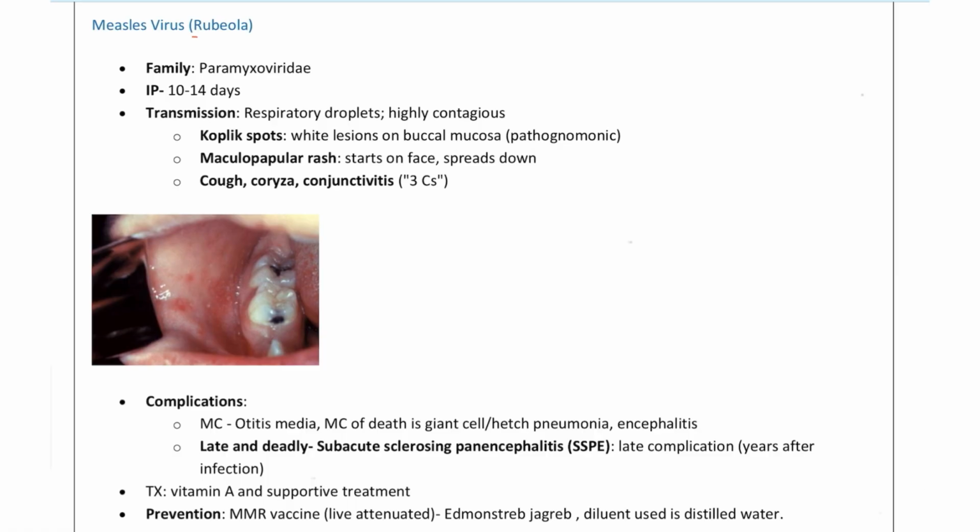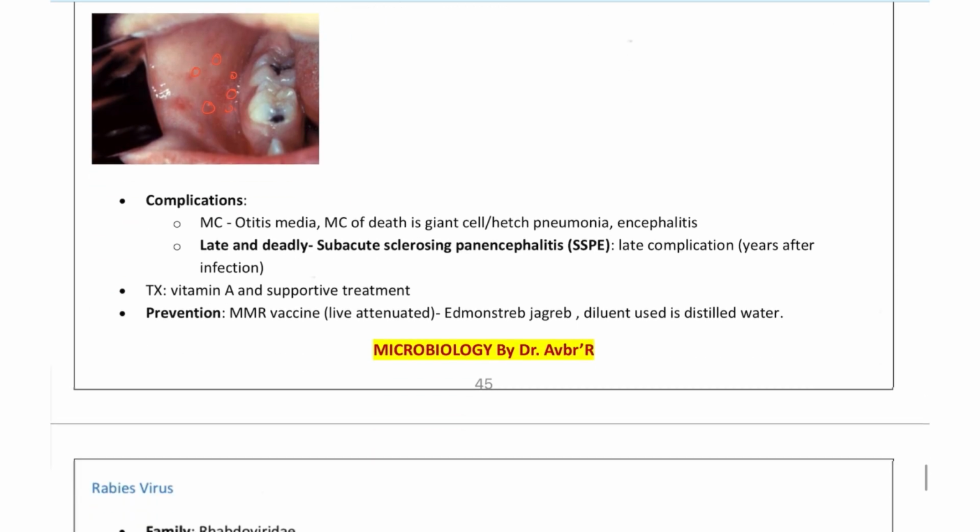Measles virus, also known as rubeola, and they are going to cause the common C's: cough, coryza, conjunctivitis, right? Maculopapular rash and the Koplik spots. What are the Koplik spots? Here you are going to see. These are the Koplik spots, fine rice granule kind of, where you are going to see in the buccal mucosa.